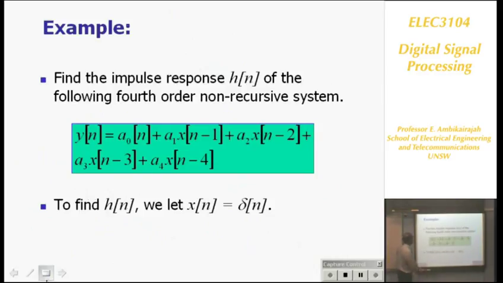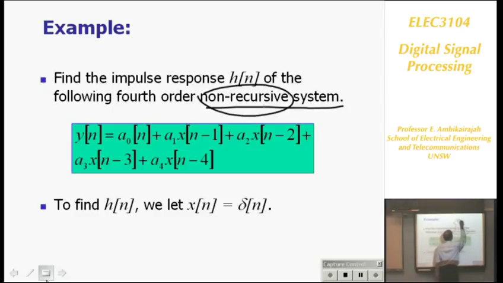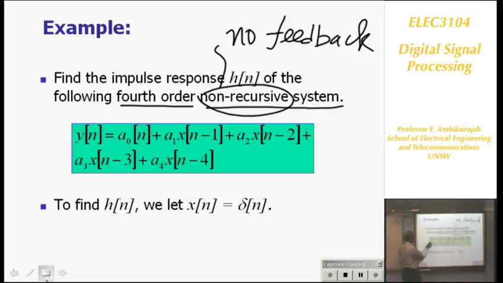Here is an example. Find the impulse response of the fourth order non-recursive system. Non-recursive means no feedback. So you can see here, yn output equals a0 xn, there's an x missing, a lot of errors, plus a1 xn minus 1, a2 xn minus 2, a3 xn minus 3, a4 xn minus 4. By looking at it, can you tell me what hn is going to be? Well, I can write it by looking at it.